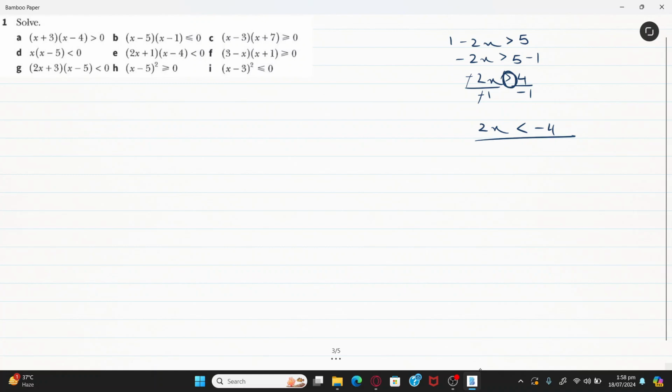Of course, the complexity will increase, and we can further solve this. x is less than -4 divided by 2, so x is less than -2. Another thing is, don't get confused: whenever we are dividing by a negative sign, not a negative value, the sign changes. By the way, a negative value can also change it.